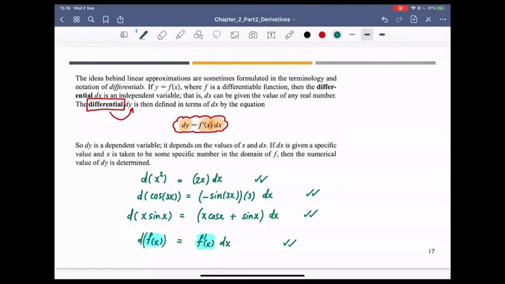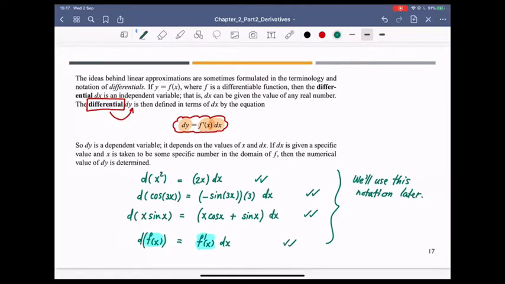Well, we're going to use this notation later. We're going to use this notation to define our differential, to define our linear approximation, and to help us integrate later in the next chapter as well. So this is how we define differentials. So let's first talk about how the differential is related to linear approximation.